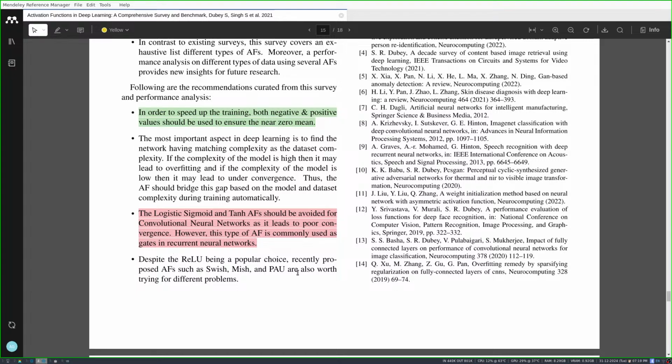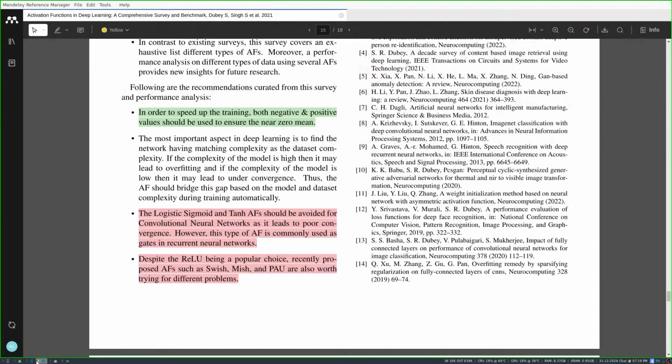Despite ReLU being a popular choice, recently proposed activation functions such as Swish and Mish are worth trying for different problems. So that's very helpful. Thank you.